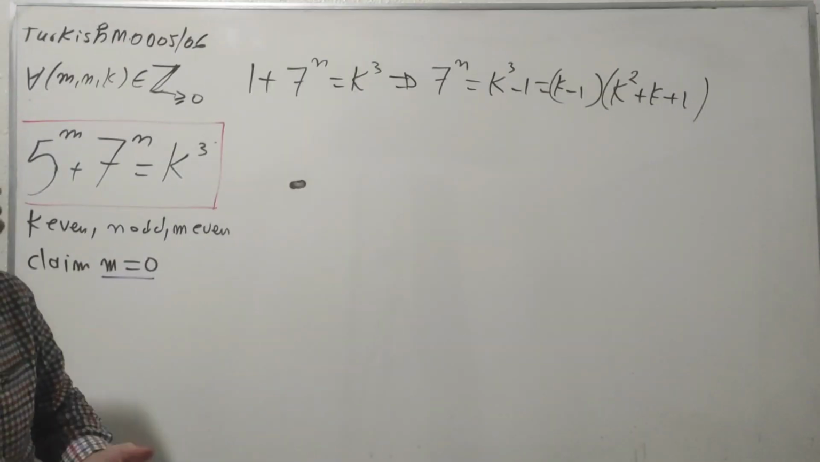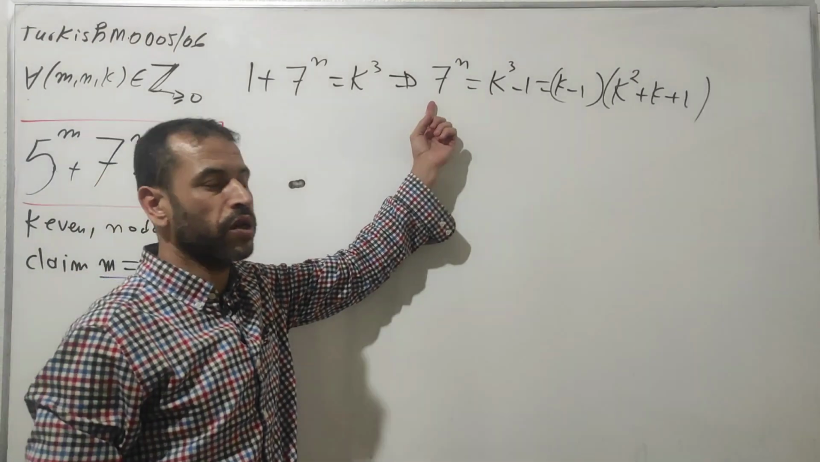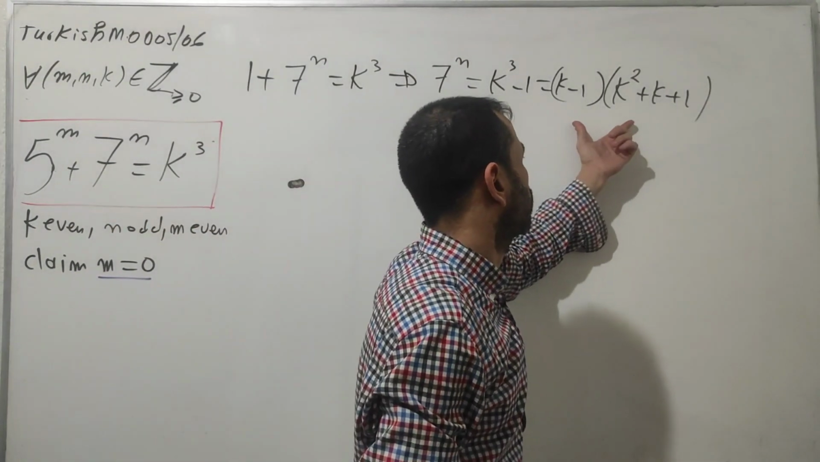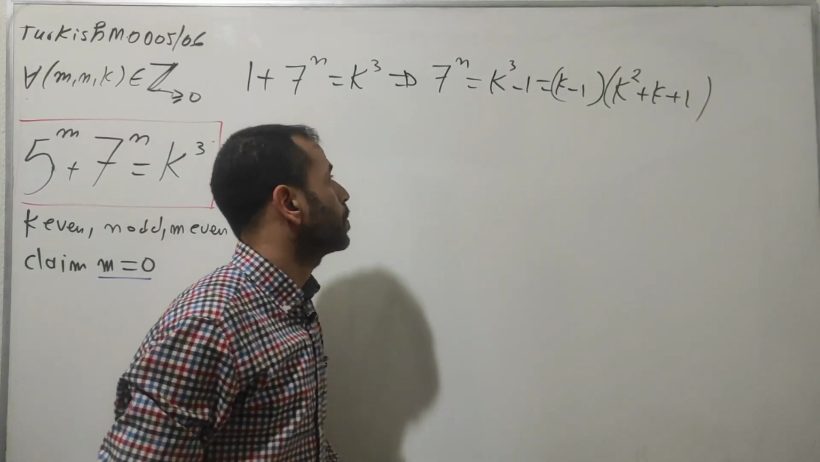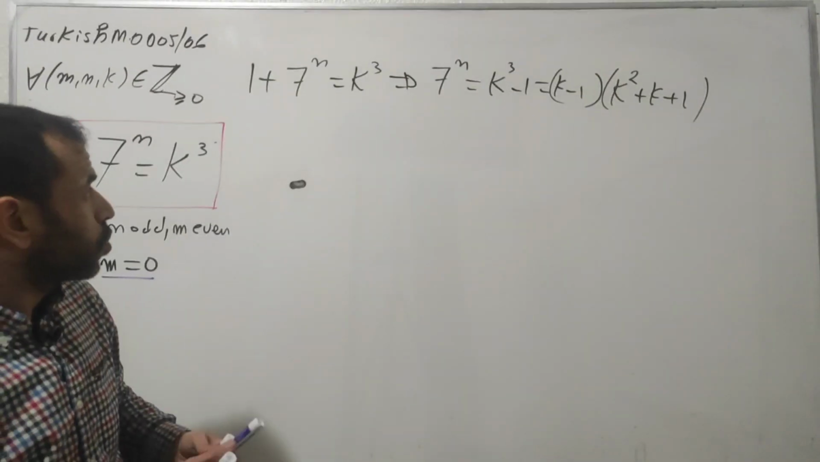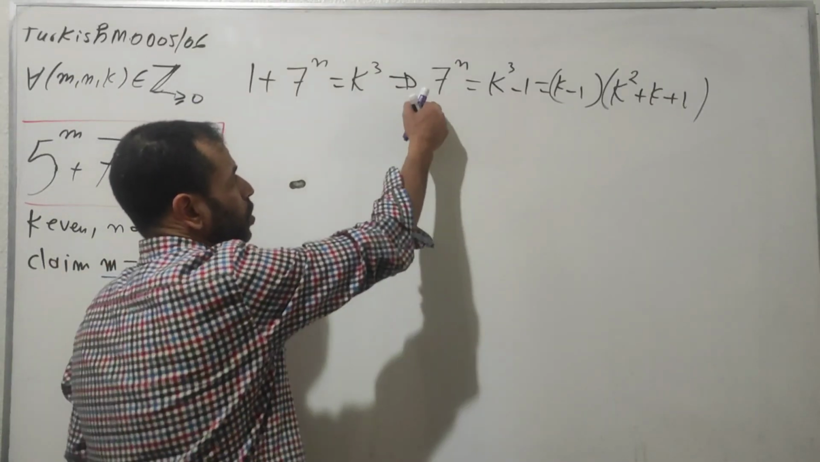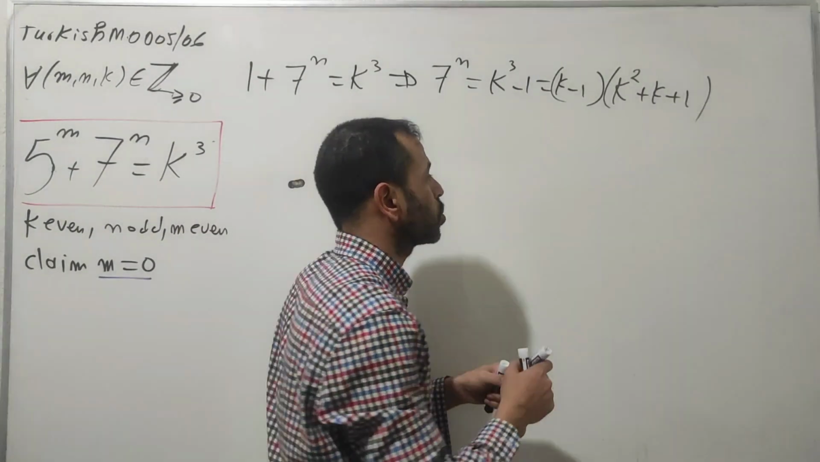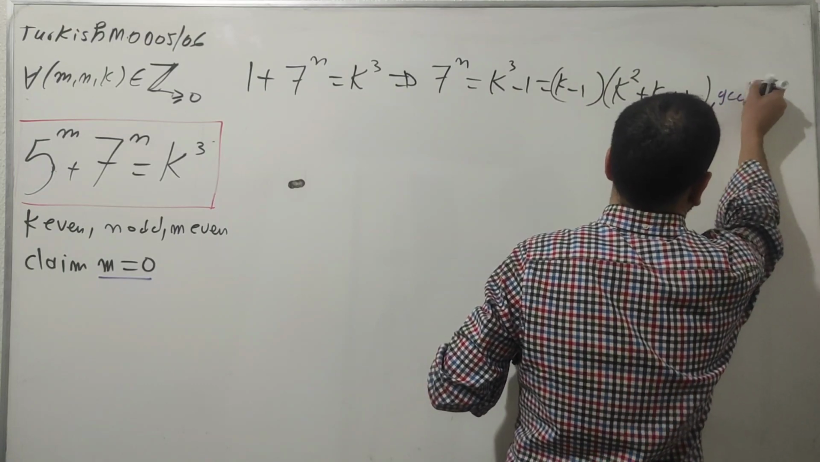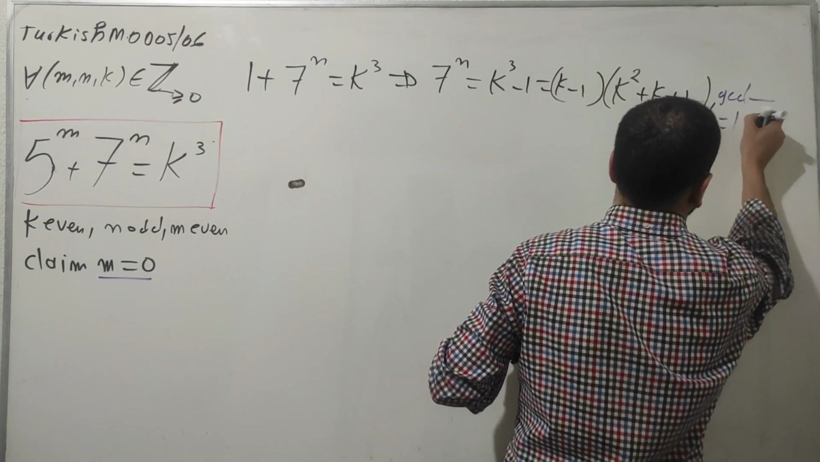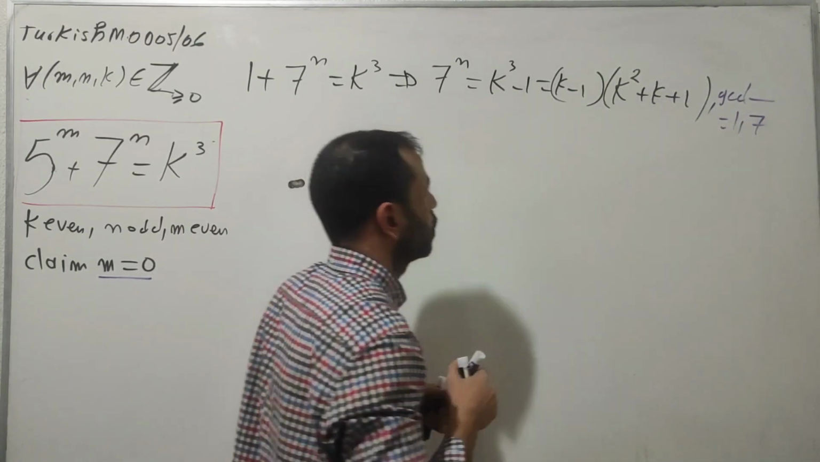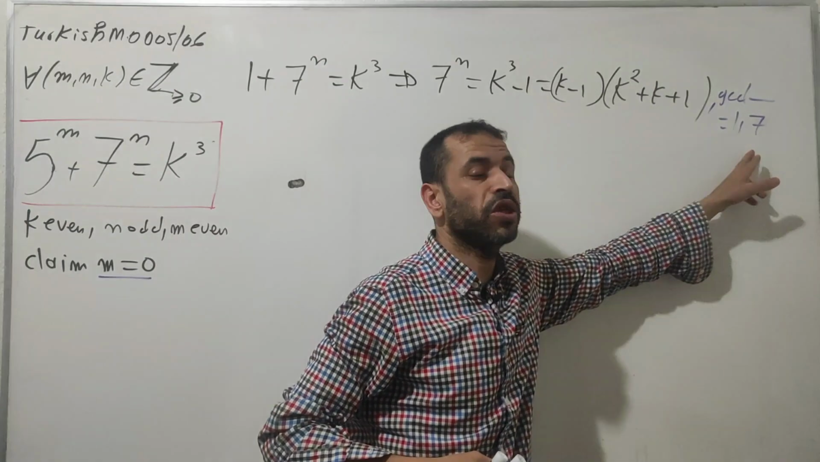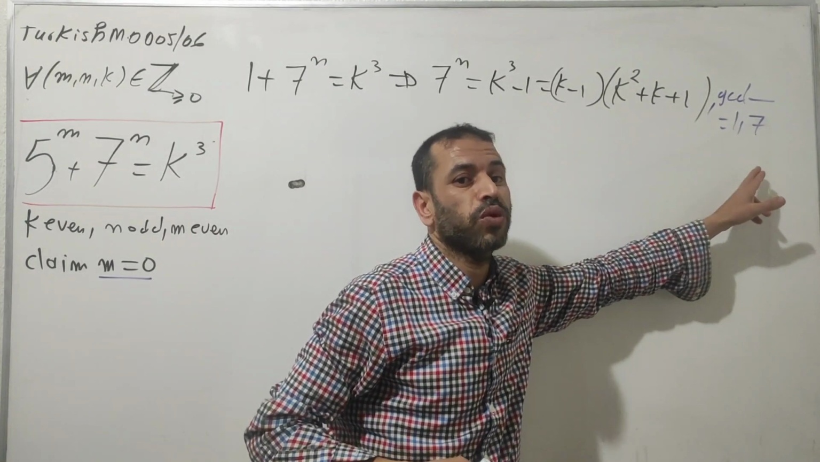Now it's clearer how to solve this equation, because we get a power of 7, which means each term of this product must be a power of 7. In other words, the GCD of these two factors equals 1 or 7 because 7 is prime. Let's prove that 7 as the GCD is out of the possibility.